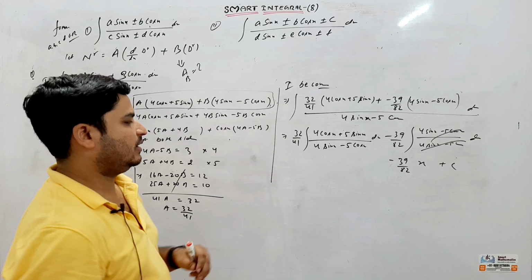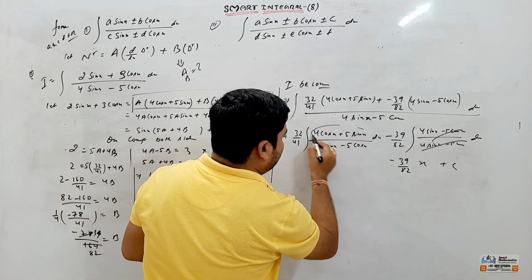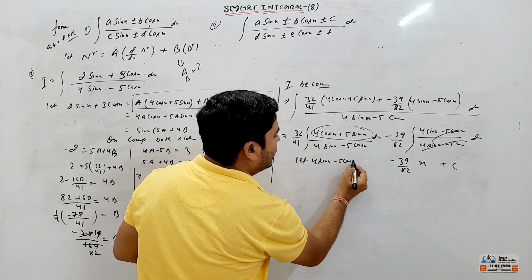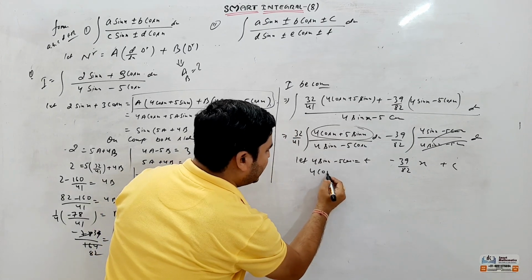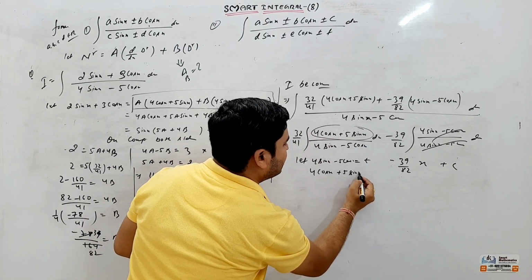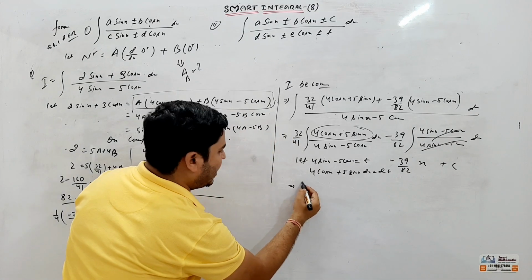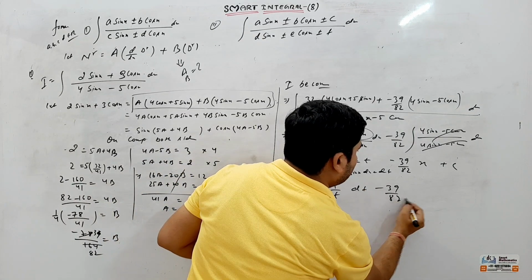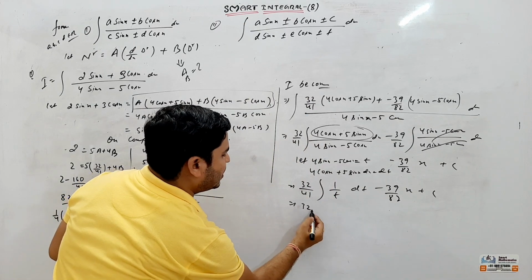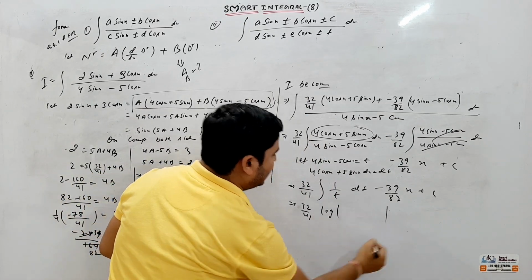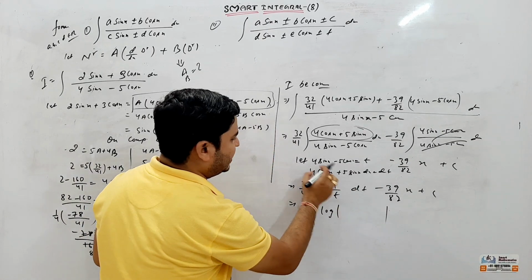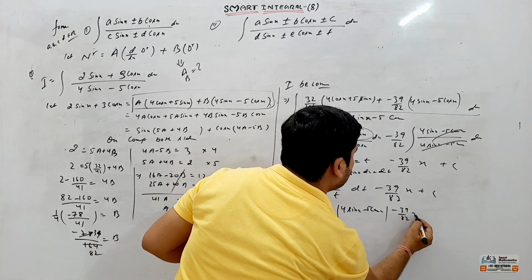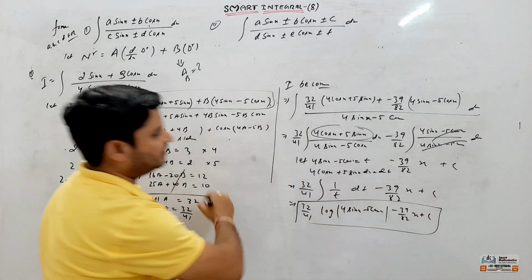Now what about the first integral? Here, if we see, the numerator is the differentiation of the denominator, so we just let 4 sin x minus 5 cos x be equal to t. After differentiation we will get 4 cos x plus 5 sin x dx equal to dt. Our I becomes 32 by 41, now it is going to be over, so don't worry, 1 by t. So our final answer is log of t. I am just skipping one step. I just put the value of t that we have taken, 4 sin x minus 5 cos x, minus 39 by 82 x plus c as the final solution.